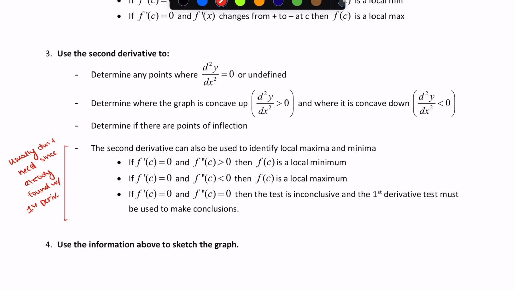If f prime of c is equal to 0 and f double prime of c is equal to 0, then the test is inconclusive and the first derivative must be used to make conclusions. Once you get this information from the function, the first derivative, and the second derivative, you can use all that information to sketch the graph.